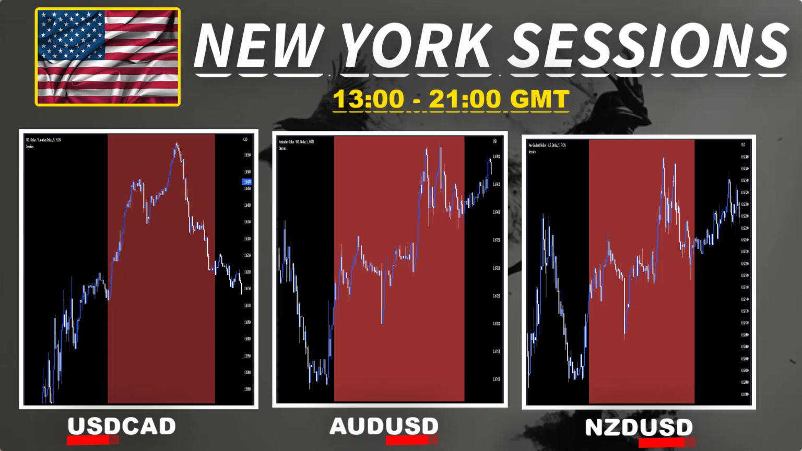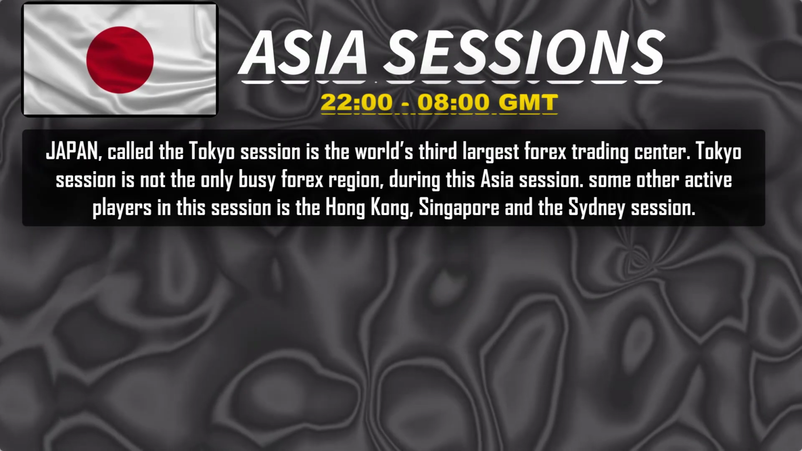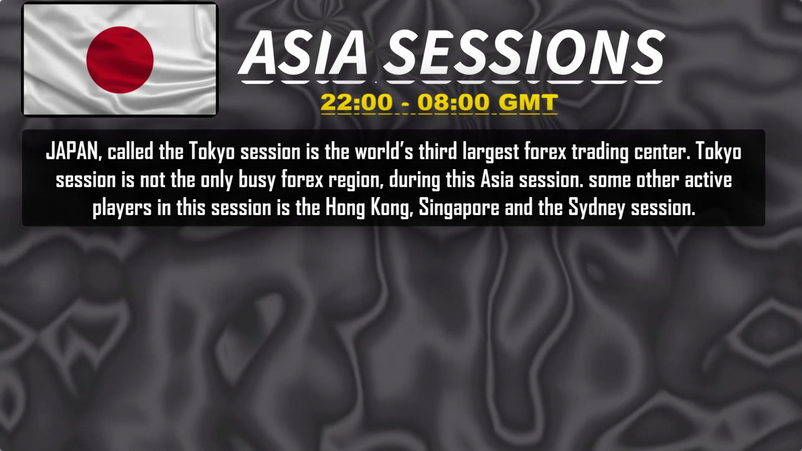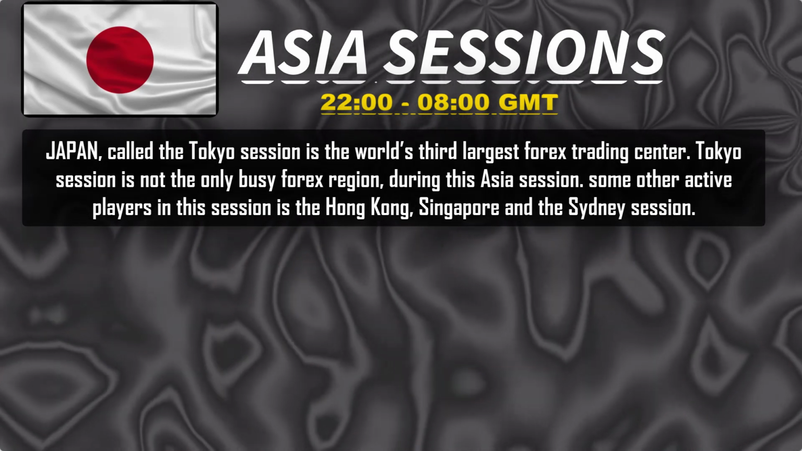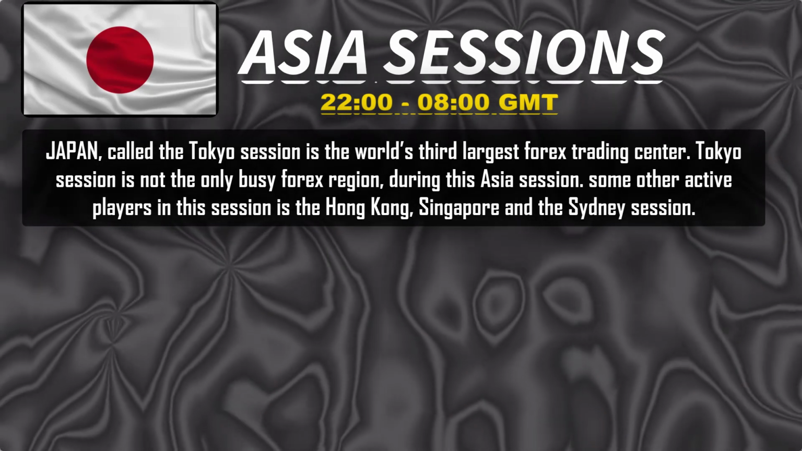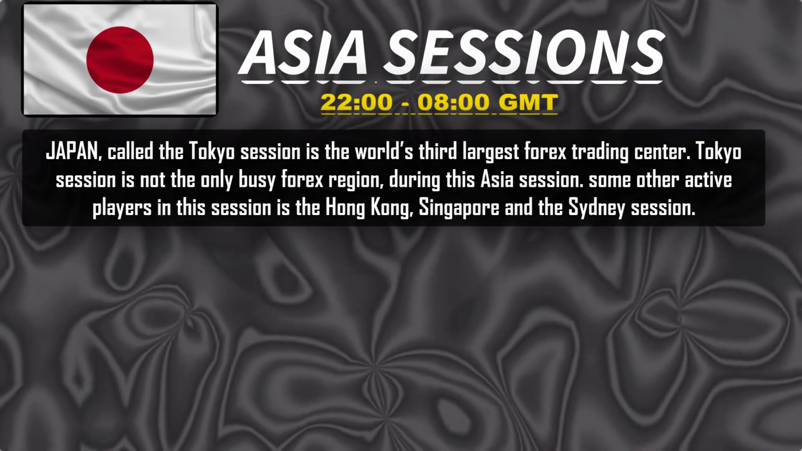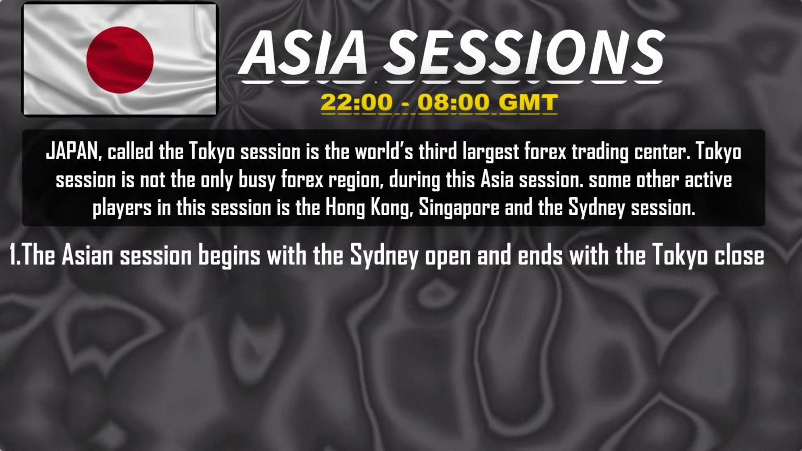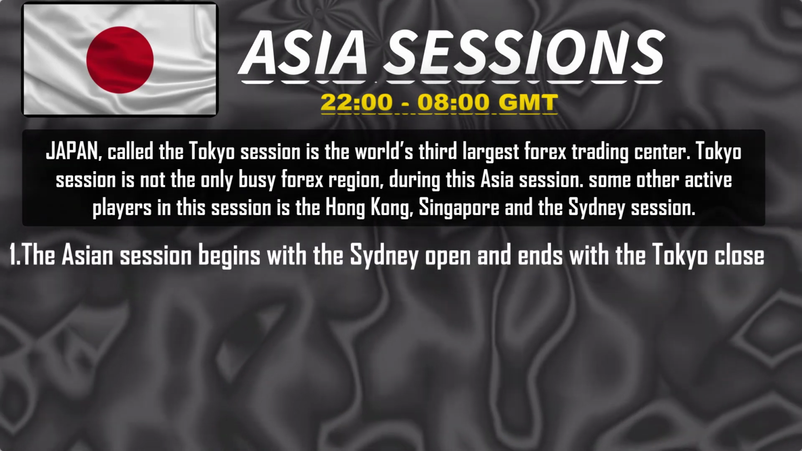Now, let's move on to the last major forex session, which is the Asian session. Japan is the world's third largest forex trading center, and even though we call it the Tokyo session, it is not the only busy forex region during this period. Some examples are Hong Kong, Singapore, and Sydney, which are also active players in this session. The Asian session begins with the Sydney Open and ends with the Tokyo Close.